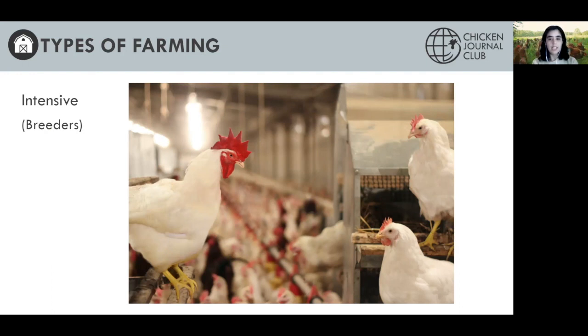Here, unlike the layer farm where it's all females, we have one male chicken per 10 females. After the females lay the fertilized eggs, these are also collected but actually sent to hatcheries. Hatcheries are essentially giant incubators where temperature and humidity are closely monitored. Once the chicks hatch, they are checked for their sex. This is called chick sexing, and then they are sent to the farms.